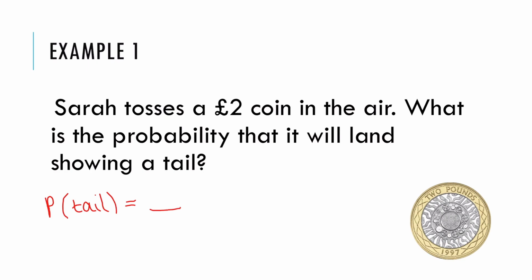Well, it can either land on a tail or a head, so there is 2 different outcomes. So on the bottom of the fraction is a 2. How many of those outcomes do we want to happen if we only want a tail? Well, we only want 1, so the 1 goes on the top. So the probability of tossing a coin and it showing a tail is 1 over 2.